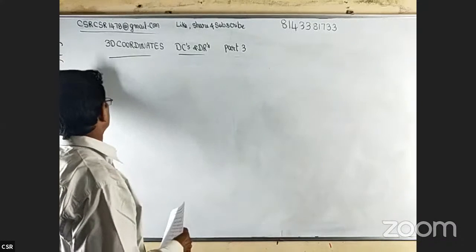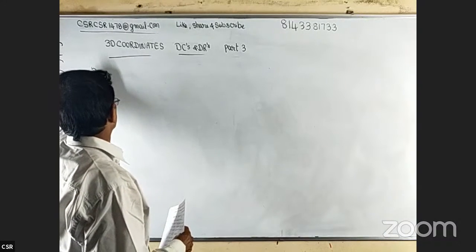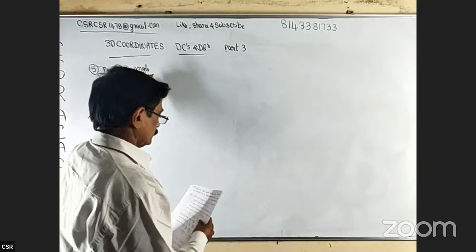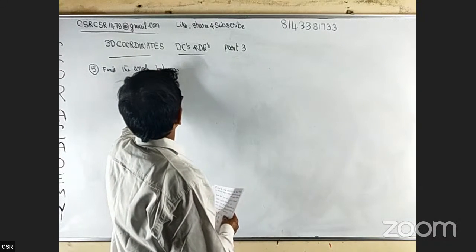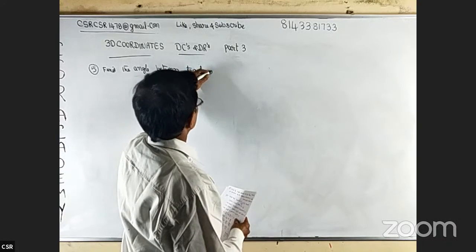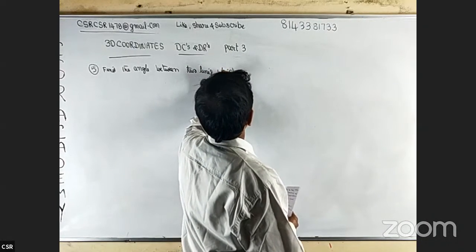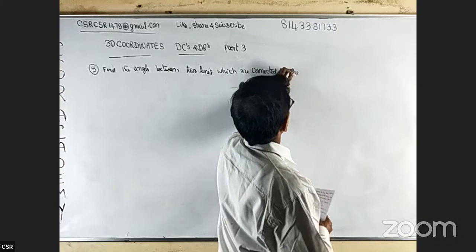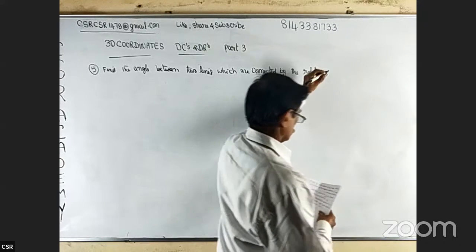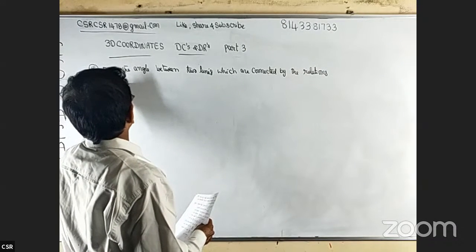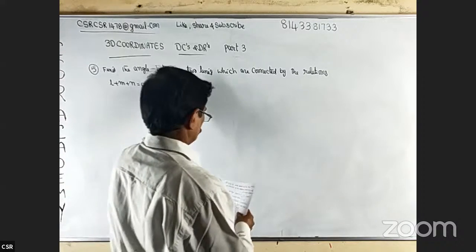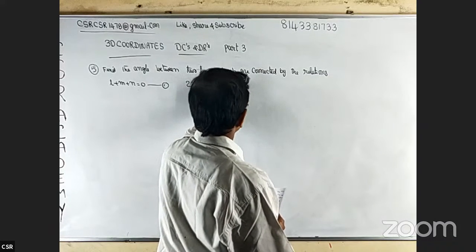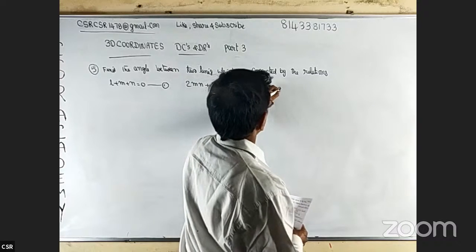Find the angle between the two lines which are connected by the relations l plus m plus n is equal to 0, 2mn plus 3nl minus 5lm is equal to 0.